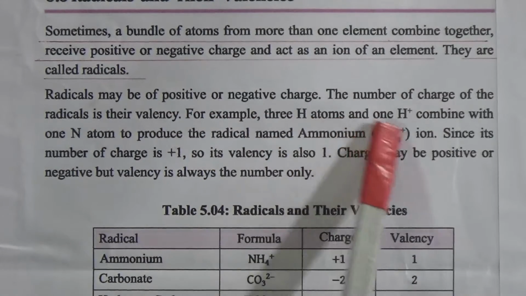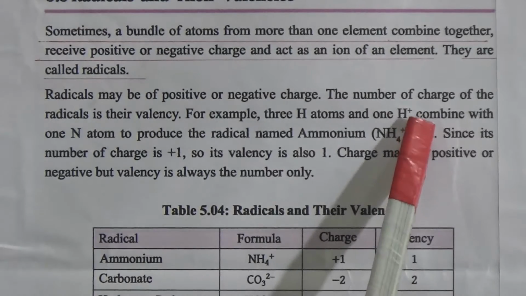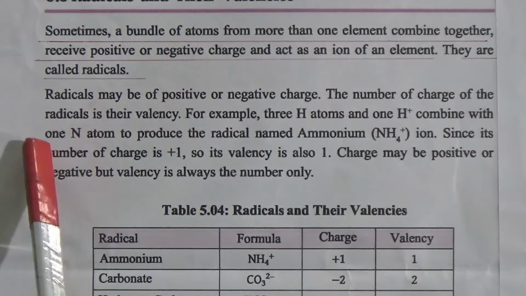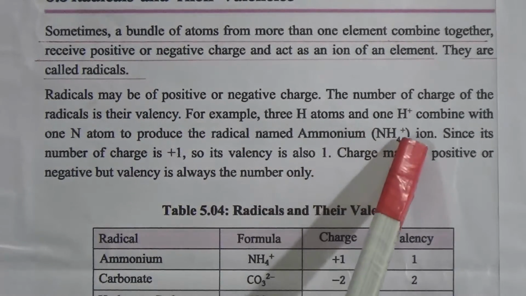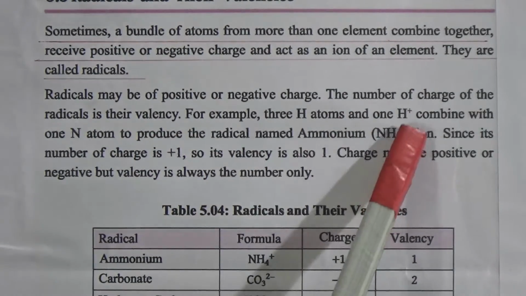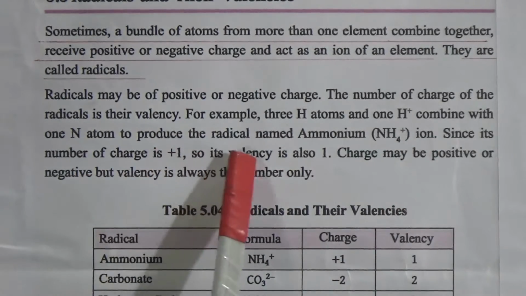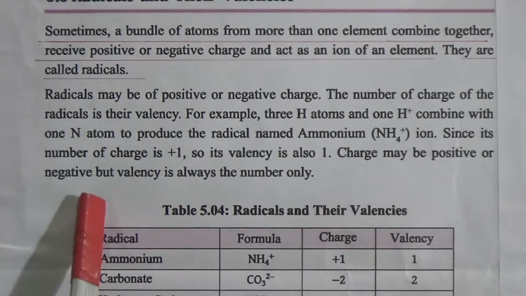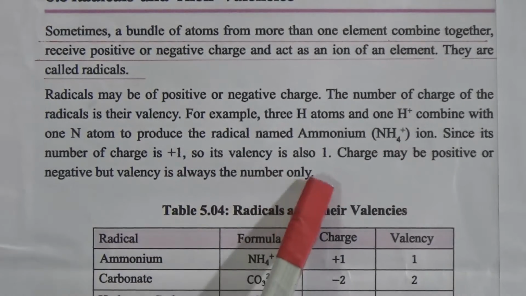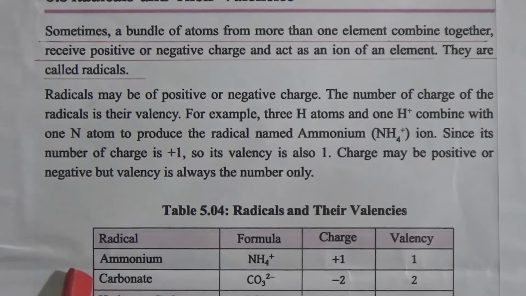For example, four hydrogen atoms and one hydrogen cation combined with one nitrogen atom to produce the radical ammonium. Ammonium is an ion, a cation. Since its charge is +1, its valency is also 1. Charge may be positive or negative, but valency is always just the number. That means valency does not show the positive or negative charge. Now, the ammonium's charge is +1 and the valency is 1.